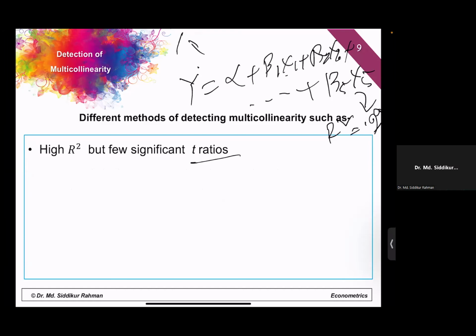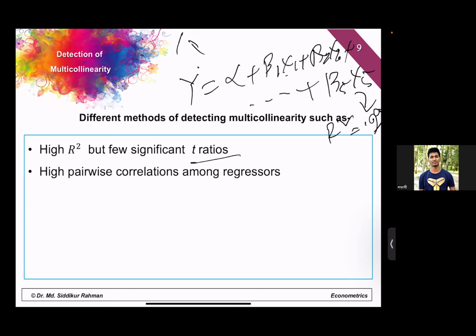It's not complete. Tell me again: pairwise correlation among the regressors. Take a look in the slide. High R-square but few significant t ratios. Number two: high pairwise correlation among regressors.